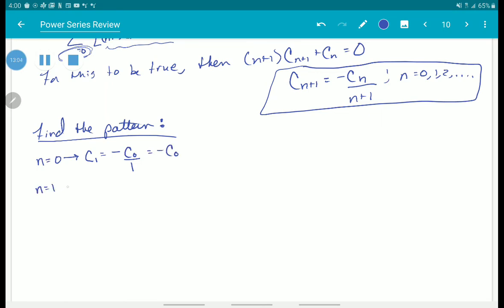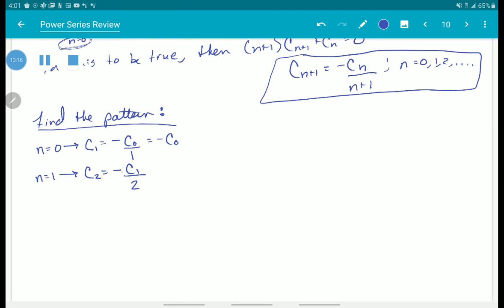Well, what if n is 1? What would that look like? If we plug a 1 in, we're going to get C2 is equal to negative C1 over 2. But we had a substitution for C1, so let's make that substitution. So we have negative 1/2 times C1, but we said C1 was equal to negative C sub 0. So we're going to get C0 over 2, or C naught over 2.